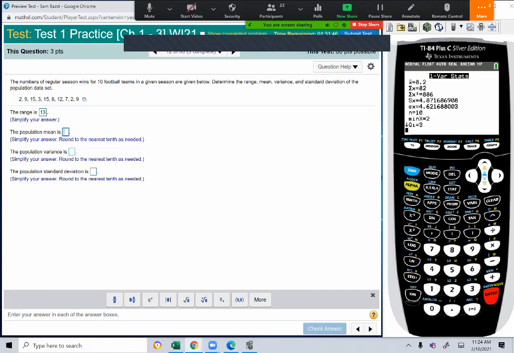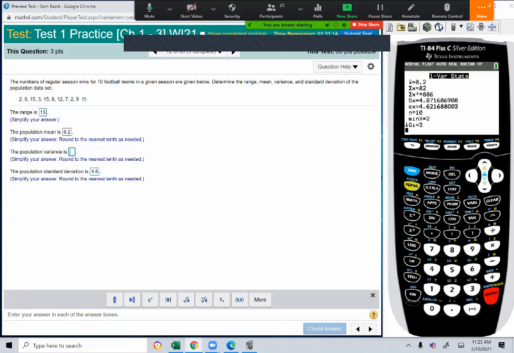Mean. Who can tell me what the mean is? It's the first value on the screen, 8.2. Population standard deviation, which is sigma, not S. He says this is a population, guys. So he says population standard deviation. So it will be 4 point, how many decimals? 1 decimal.